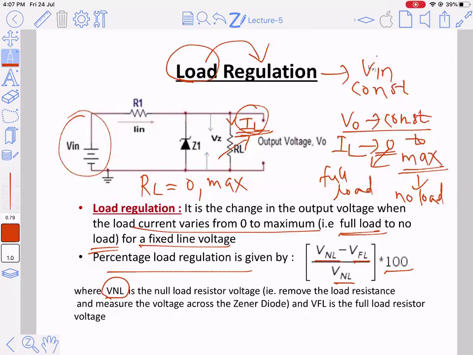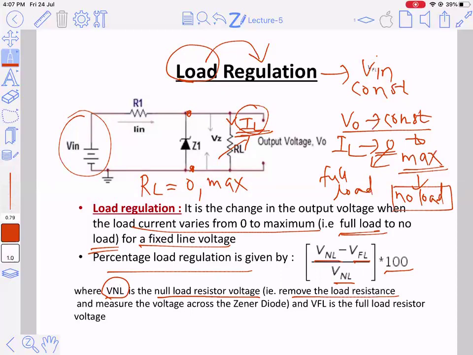It is the no load resistance voltage. That means you're going to remove RL. RL is removed and you're going to directly measure the voltage across the zener. That means you remove the load. So when there is no load, you look over here, when there is no load, the current is maximum.